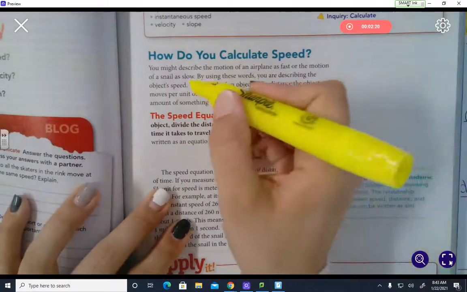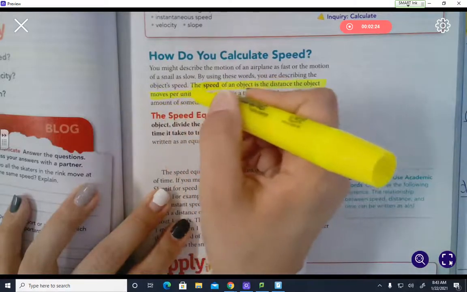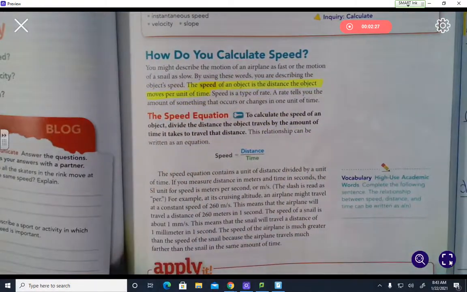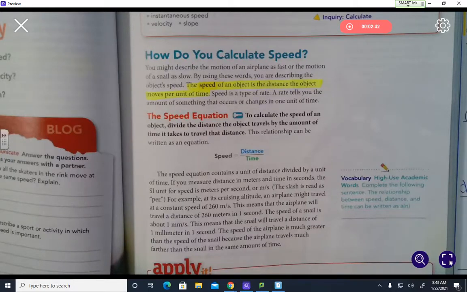I want you to highlight the definition of speed. So the speed of an object is the distance the object moves per unit of time. What that means is that it's the distance it takes for something to move per time. So a rate tells you the amount of something that occurs or changes in 1 unit of time.